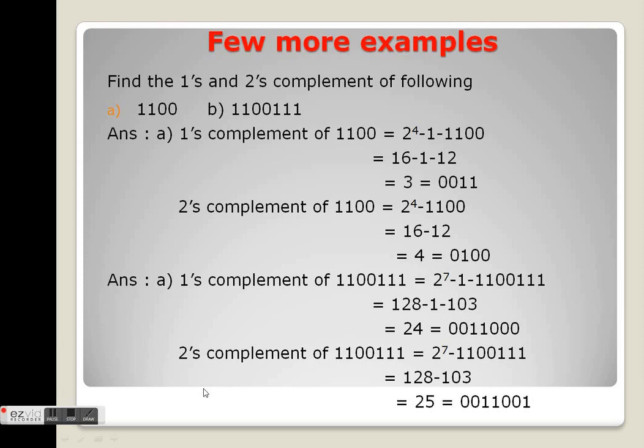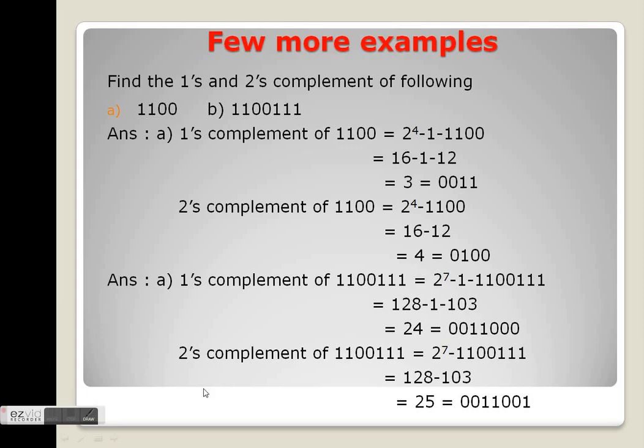Students, similarly you can find the twos complement. Twos complement is ones complement plus 1, and the formula is r raised to the power n minus capital N. So when we put these values in the equation, we'll get 2 raised to the power 7 minus 1100111, and after simplification we'll get 128 minus 103, which results in 25, and after changing 25 into binary we'll get 0011001.